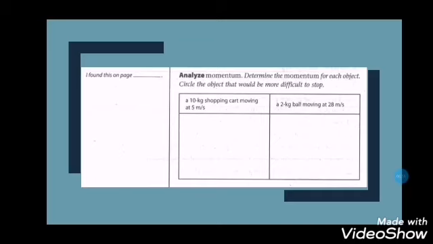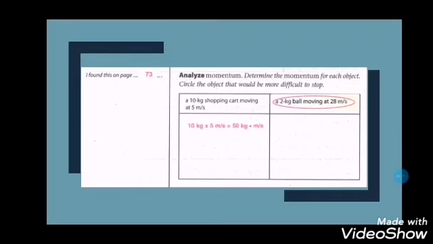Analyze momentum. Determine the momentum for each object. Circle the object that would be more difficult to stop. So I have two objects here. A 10 kilogram shopping cart moving at 5 meters per second, and a 2 kilogram ball moving at 28 meters per second. The first thought might be the shopping cart has a bigger mass, so it would be harder to stop it, but the answer is on page 73, and it will be harder to stop the 2 kilogram ball because it's moving at 28 meters per second.